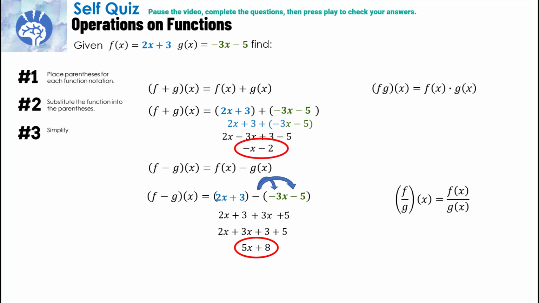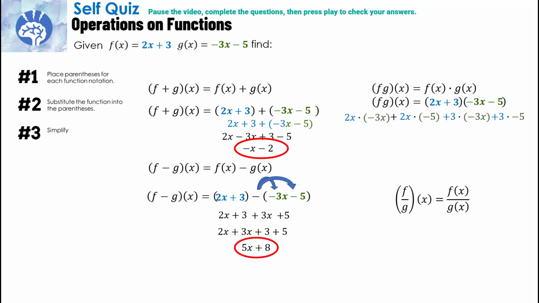The next one we're going to multiply. I make parentheses for my functions. 2x plus 3 is f of x. Negative 3x minus 5 is g of x. And now we have to FOIL. We're going to take the first, 2x times negative 3x. Outside, 2x times negative 5. Inside, 3 times negative 3x. And last, 3 times negative 5.